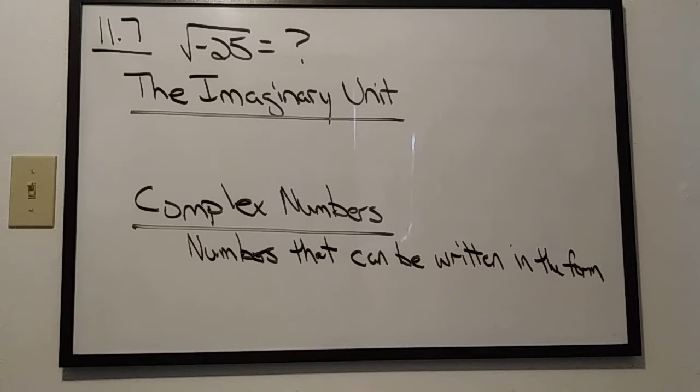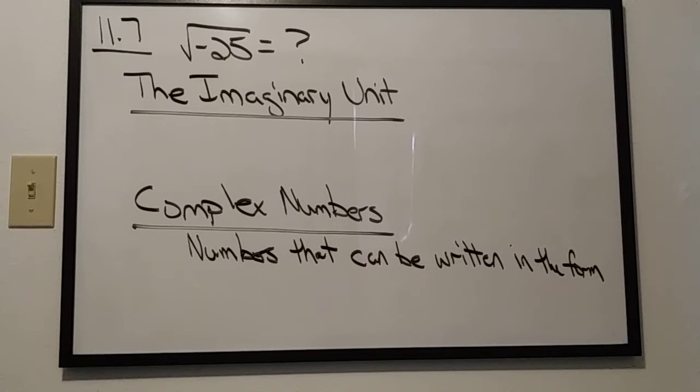Our final section for this lecture is 11.7. And what we're going to do is start off with our square root friend from a moment ago. But this time the question is, what would the square root of negative 25 be? Well, if you think back to the definition I wrote a moment ago, the square root is asking for the positive number b that we can square and get negative 25 back.